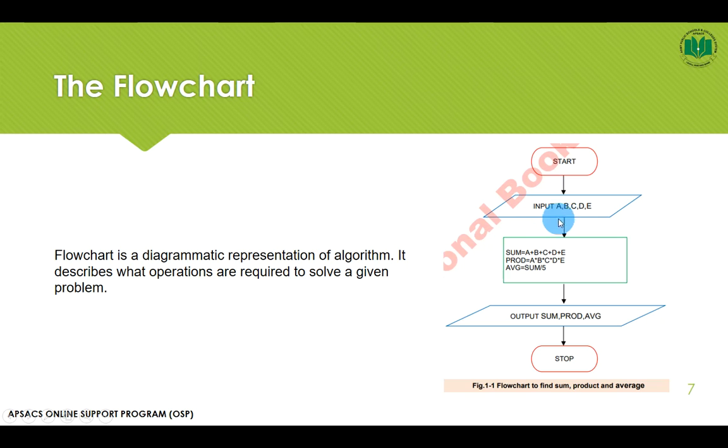Then what to do? We have to process all these numbers. We have to find the sum, the product and the average, and then we have to output the results and stop the program. This is the flowchart. A flowchart is the easiest way to code a problem, to model a program into a real solution.